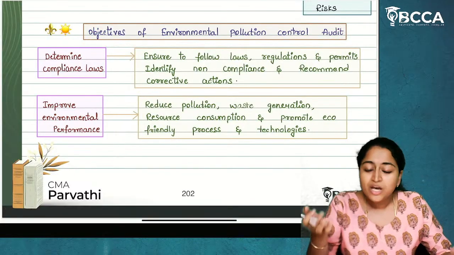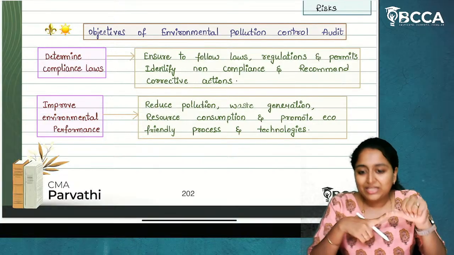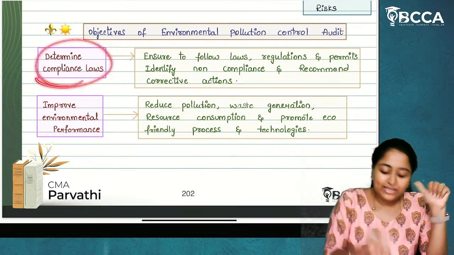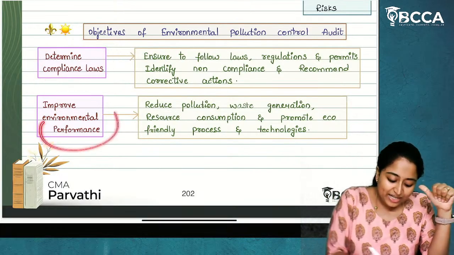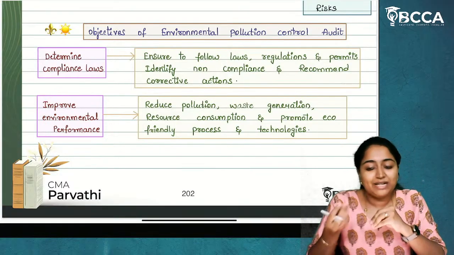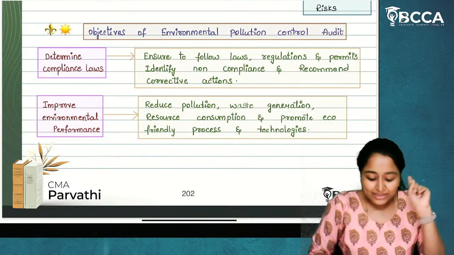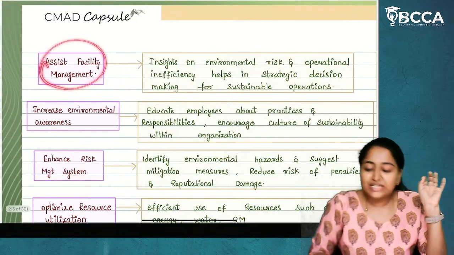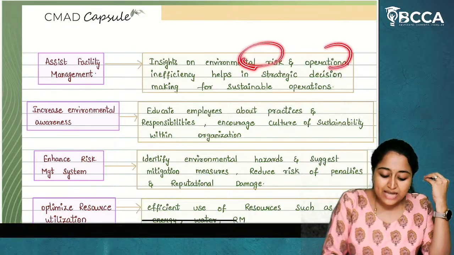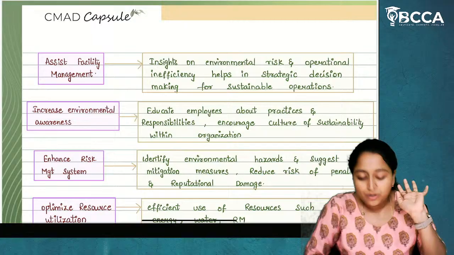Why we are doing that? First, we already have environmental laws, rules and regulations. Whether organization is complying with the environmental laws or not, regarding the compliance laws. Second, improvement of environmental performance. Whether they are doing the risk assessment of environmental impact and if they are trying to mitigate that or not, regarding that analysis. Assist facility management. Whether they have known about the environmental risk and operational inefficiency and whether they are taking strategic decisions about it.